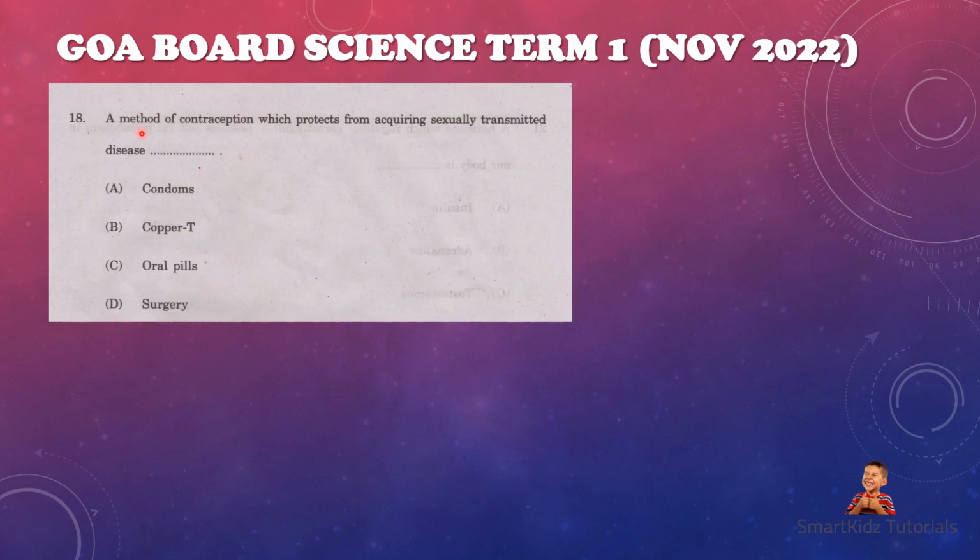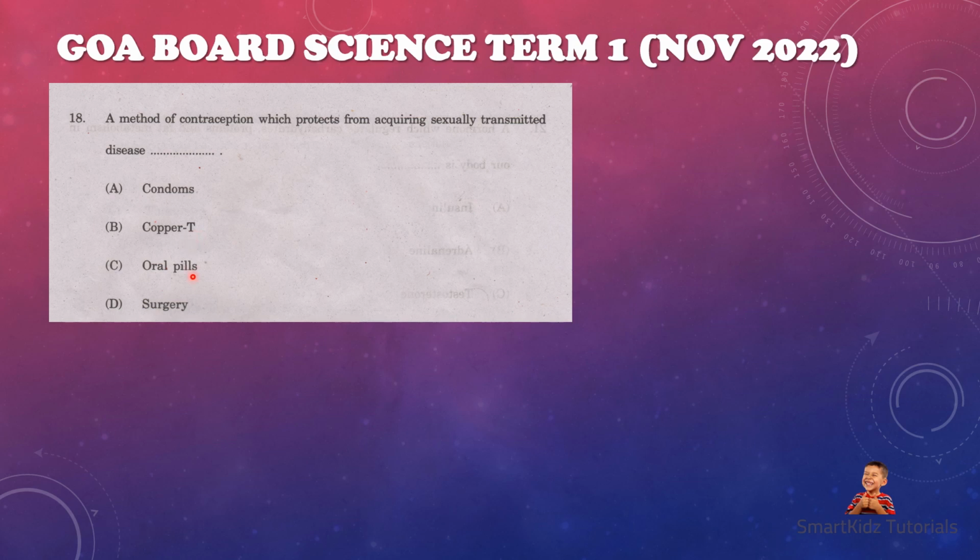18th question. A method of contraception which protects from acquiring sexually transmitted disease. So copper T is inserted inside a female reproductive part. So clearly it's not going to prevent something like AIDS, which is a sexually transmitted disease. Of course, it's going to prevent pregnancy, but it's not going to prevent sexually transmitted disease.